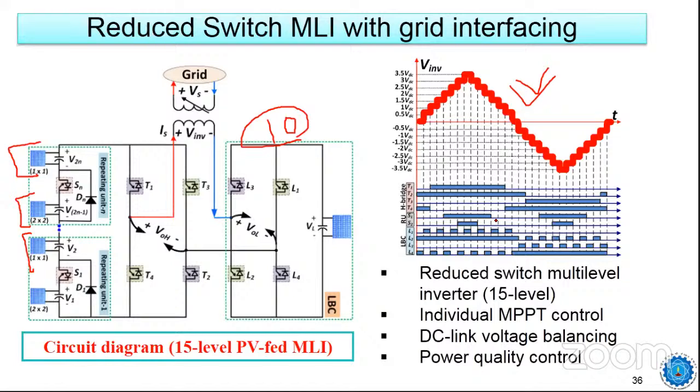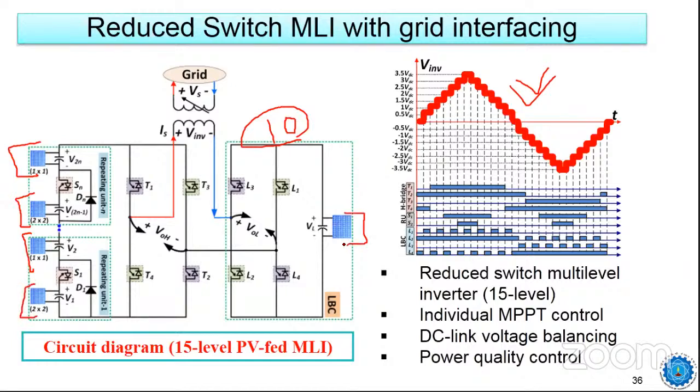So this is how reduced switch type inverters are developed. Here I have not focused more on how it is developed. We'll see the emerging type also. You can see this is one of the reduced switch types, but the problem I will highlight here is the number of PV panels.